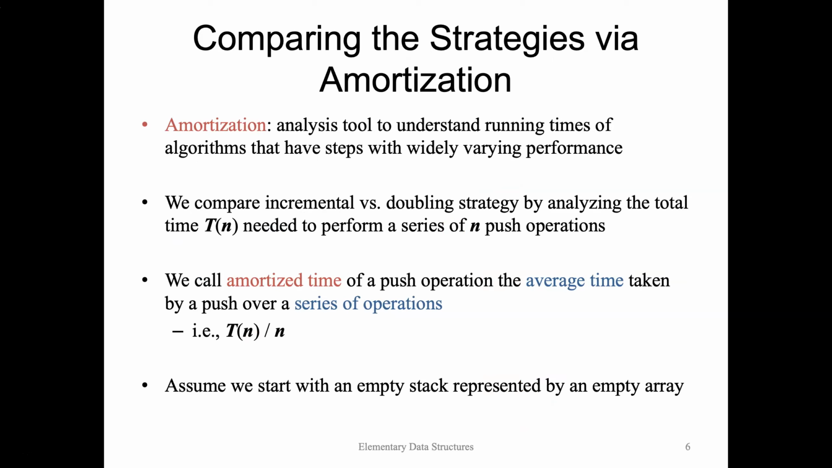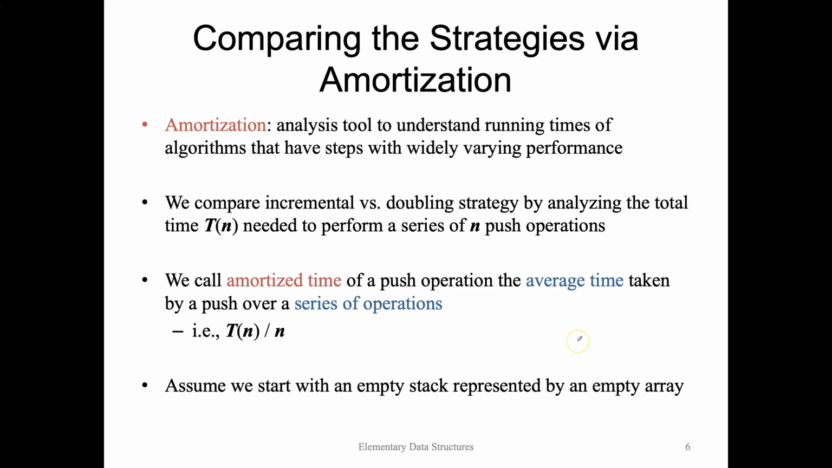So this is a useful analysis tool for understanding the running time of algorithms that have steps with wildly varying performance. So for example, our push operation we saw sometimes ran in constant time, other times it ran in linear time. So we use amortization when we're interested in the total complexity over a sequence of calls to that operation. So our amortized cost is the average cost per operation over the entire sequence. This is unlike an average case analysis because there's no probability or expectation involved. Instead, we're going to focus on each operation separately.